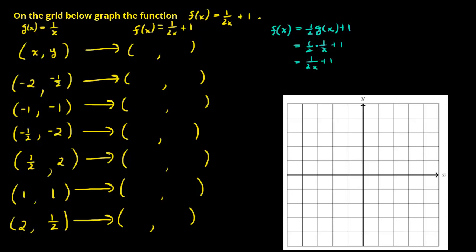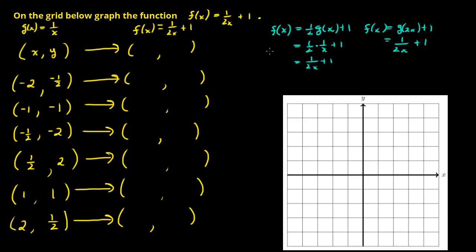Another way to rewrite f of x in terms of g of x would be to say that f of x is equal to g of 2x plus 1, which would be equal to 1 over 2x plus 1 if I substituted 2x in for g of x. So you can see that there's two different ways to think about f of x in terms of g of x here.